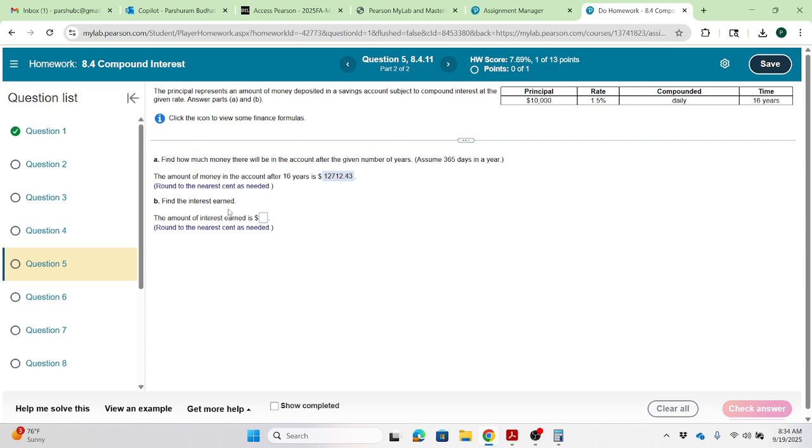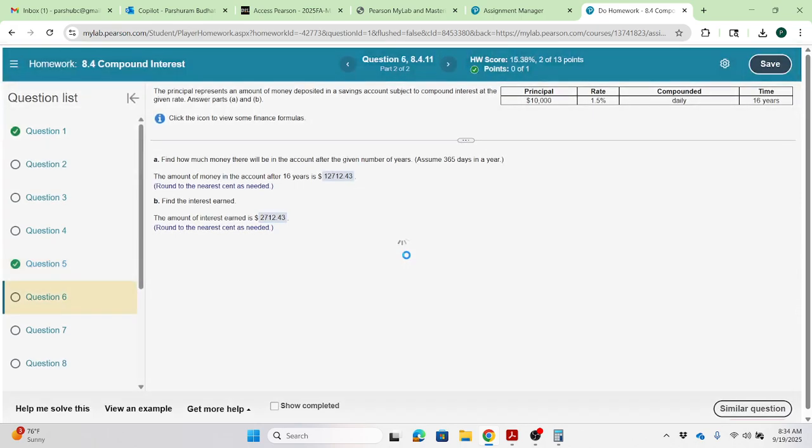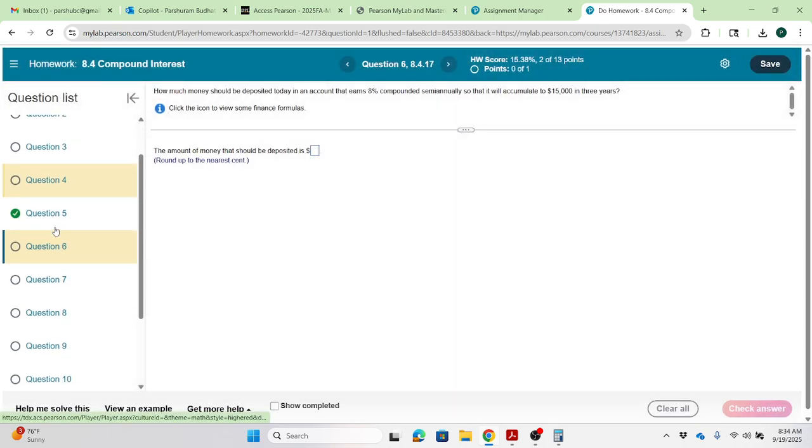Okay, find the interest earned. The interest is the difference between these two amounts, which is 2,712.43. That was the interest earned in 16 years. So we are done with that.